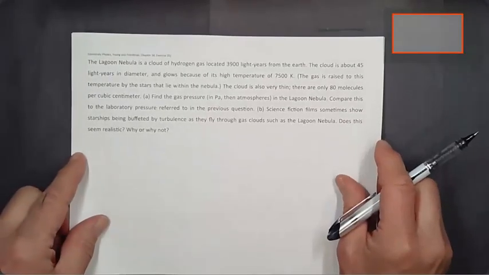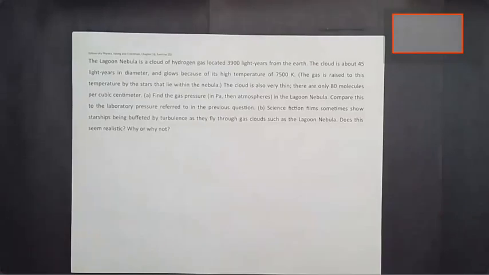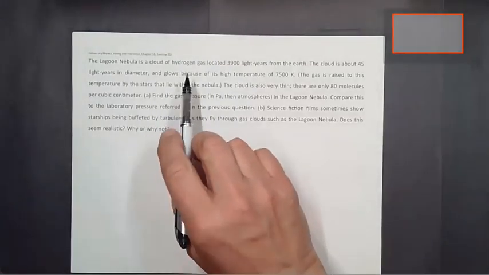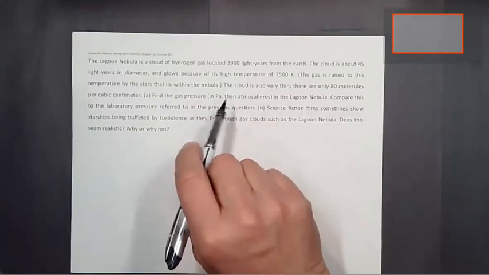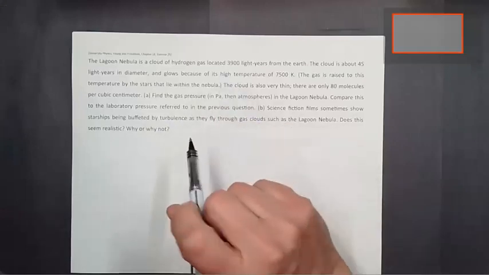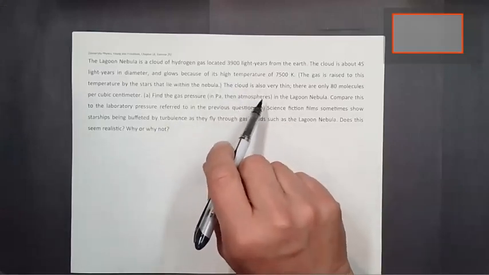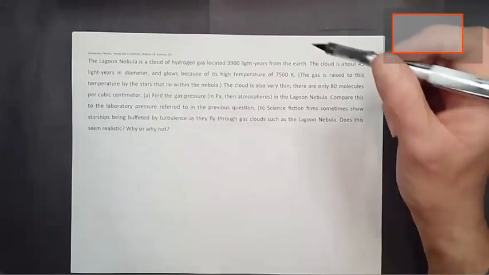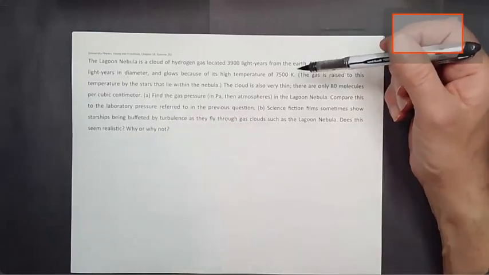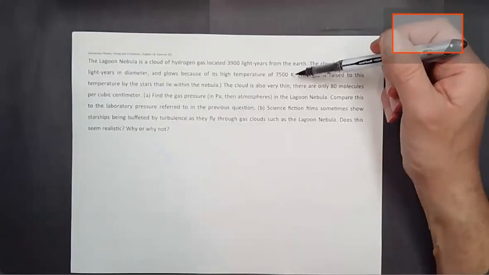Okay, relate this to astronomy. I can't do this problem in astronomy class because there's too much math, but the Lagoon Nebula is a cloud of hydrogen gas about 3,900 light years away. It's a favorite summertime stargazing object through a telescope. It's about 45 light years in diameter, and glows because of its high temperature of 7,500 Kelvin.